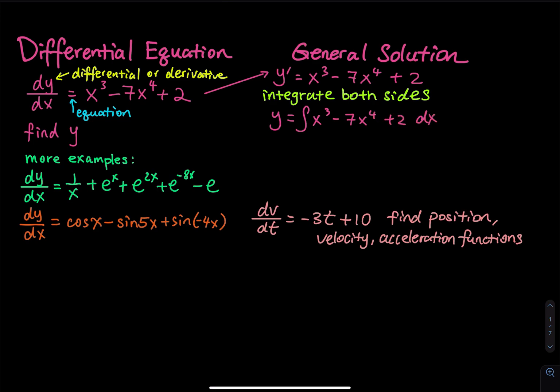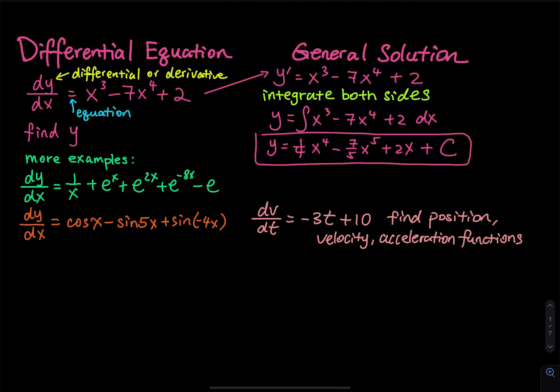So what is that equal to? y is equal to 1 over 4 x to the fourth, right? You take the derivative of that, you go back to x to the third, and then minus 7 over 5 x to the fifth, and then plus 2x. Don't forget that this is an indefinite integral, so there is a plus constant c at the end, and then this is the final answer. So what is this answer called? This answer is called a general solution to the given differential equation.